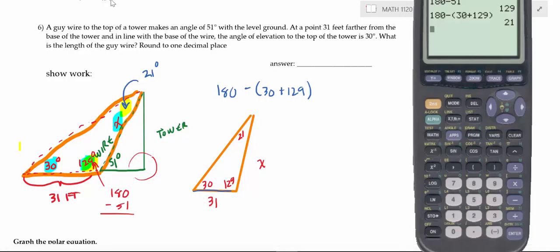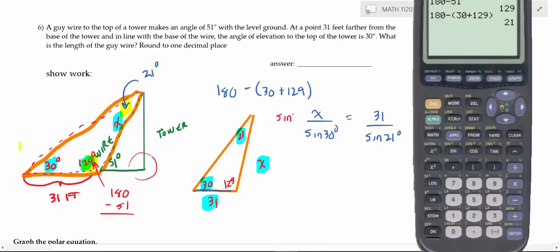If we're going to match this up using the law of sines, that side matches with that angle, and this side matches with that angle. So we're ready to do the law of sines relationship. We just do x over sine 30 equals 31 over sine of 21 degrees, and then we can solve this equation. I'm going to multiply both sides by sine of 30.